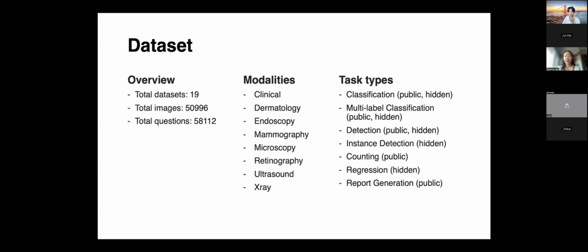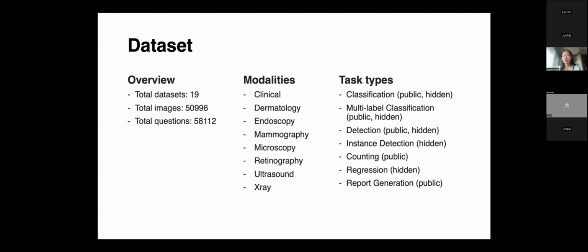The dataset provided for 2D tasks consists of 19 different datasets. These include multiple modalities, including clinical images, dermatology, ultrasound, X-ray, and more. The tasks are classification, multi-level classification, detection, instance detection, counting, regression, and report generation.